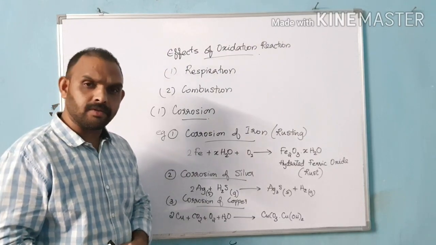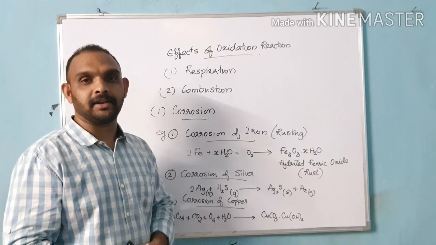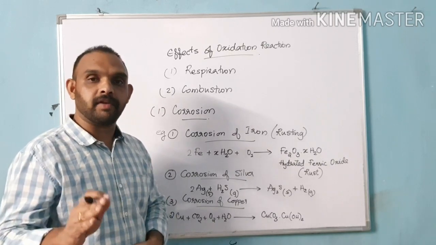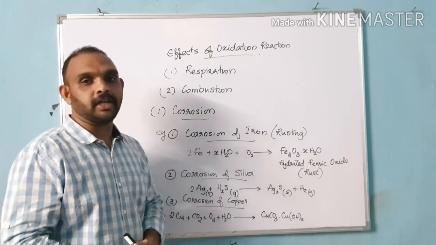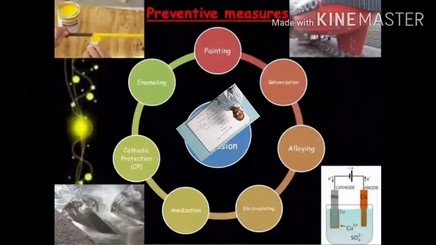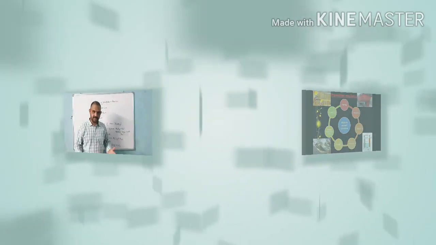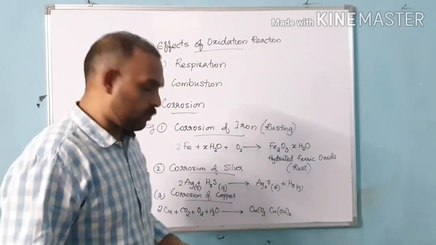Okay, can corrosion be prevented? Yes, we know that prevention is better than cure. So we can prevent it. Here you are going to study how we can prevent corrosion. The important ways to prevent corrosion are painting, galvanization, alloying, electroplating, anodization, cathodic protection, enameling, etc. So that's about corrosion.